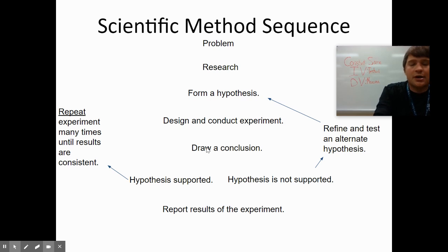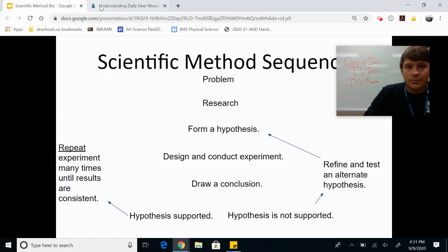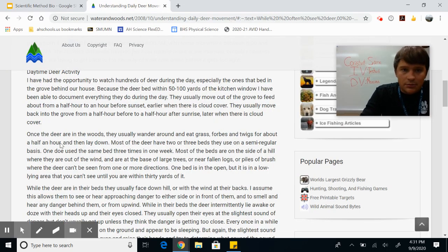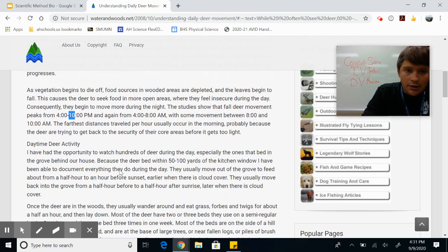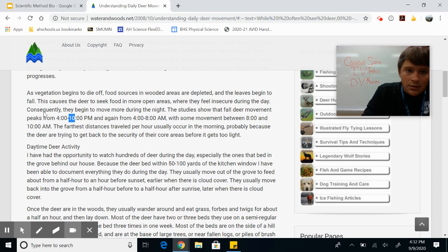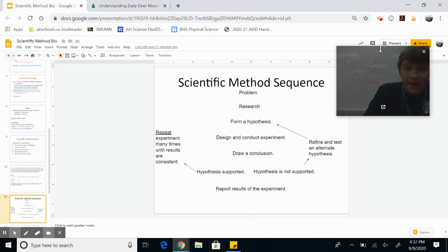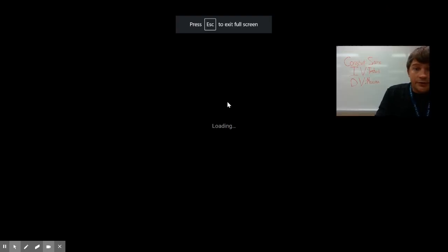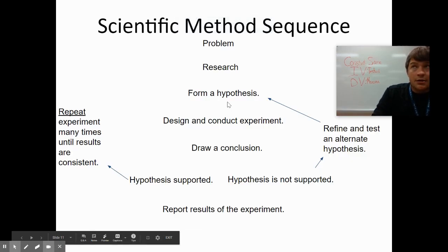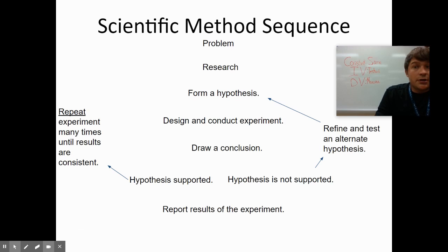Then my reasoning would be I would have to do some research, and I actually did some research into this beforehand. I'm going to quickly pull it up. I believe it says right here. There it is. I highlighted it. The deer begin to move more at night. Studies show that fall deer movement peaks from 4 p.m. to 10 p.m. and again from 4 to 8 a.m. So studies show that deer are more likely to move at those times. So I would use that as my reasoning. According to this, deer typically are more active at these times.